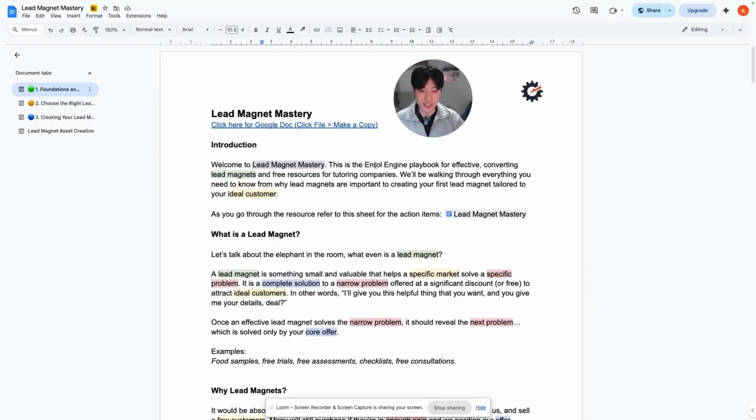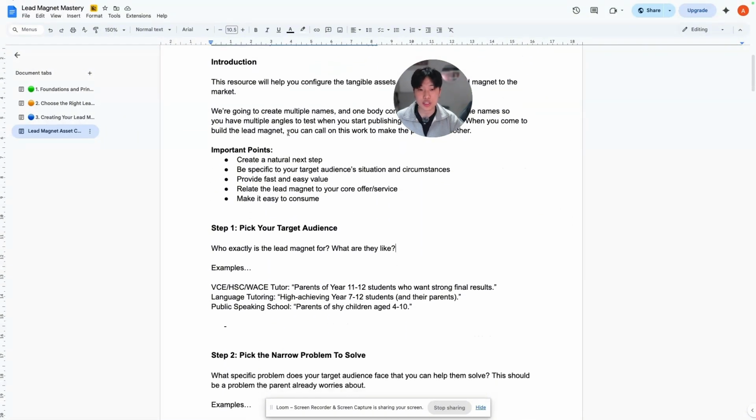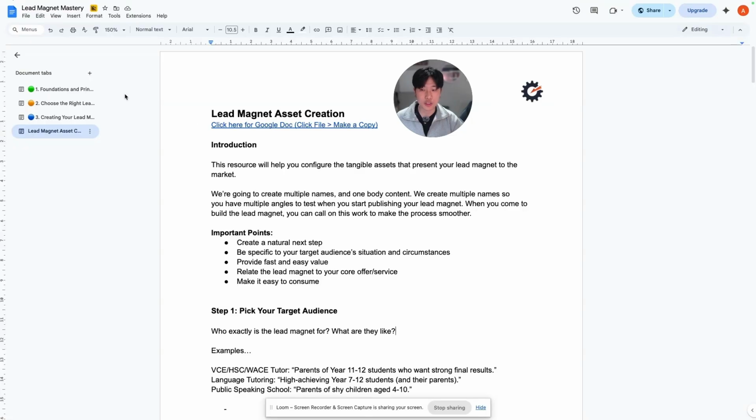This is the Enroll Engine playbook for effective, converting lead magnets and free resources for tutoring companies. We'll be walking through everything you need to know, from why lead magnets are important to creating your very first lead magnet tailored to your ideal customer. Now, as you go through the resource, please refer to this sheet for the action items, the one right here. It will help you go through all of the procedure and the step-by-step for actually creating your lead magnet. And we'll talk about this shortly.